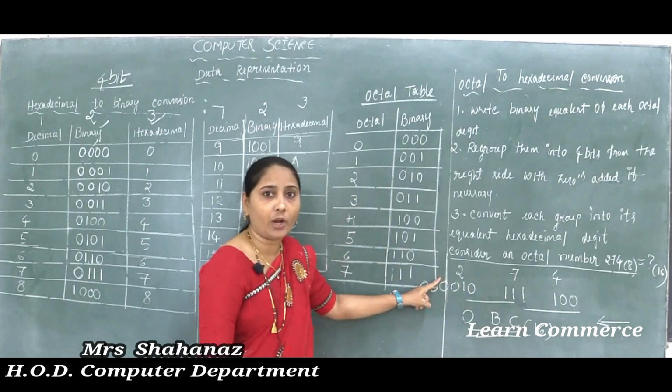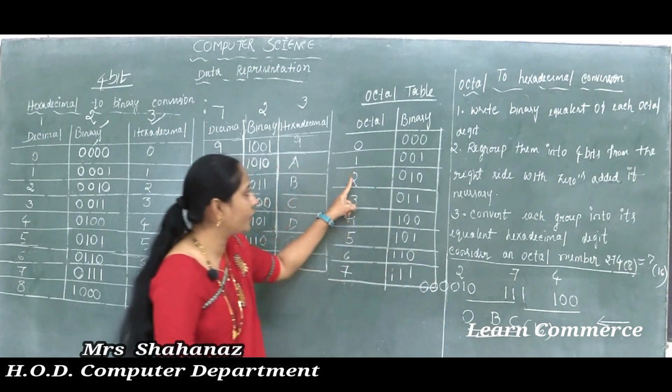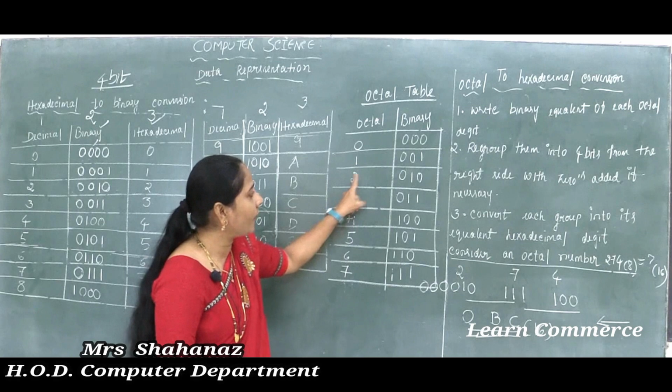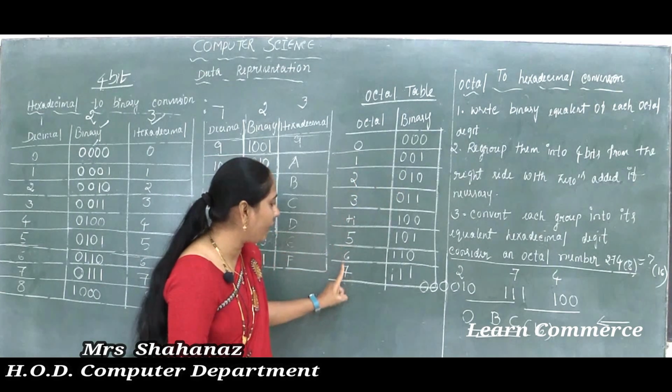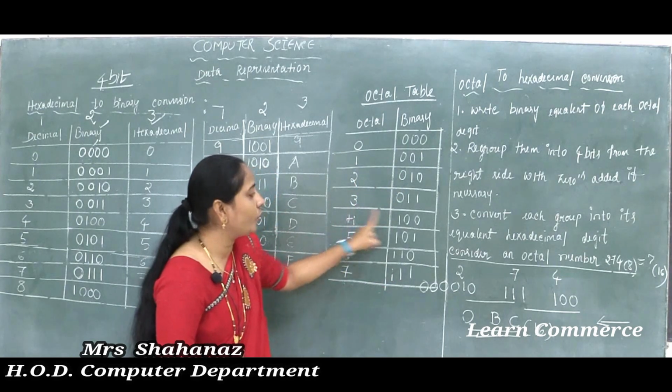So just I find out the value for the 2 just by using the octal table. So the 2 value is 010, the 7 value is 111, the 4 value is 100.